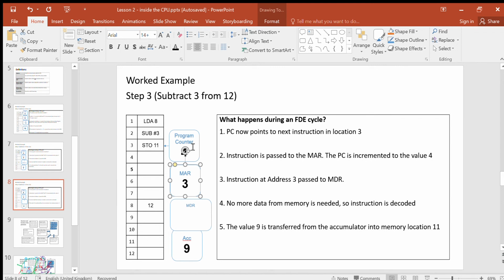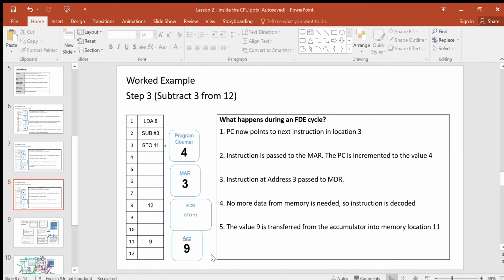So we've incremented our program counter. So we go to location number 3 as stated by the MAR, and we get the contents, which is STO 11. STO is the low-level language for store. So it must be an address, so it wants us to store at number 11. So whatever is in the accumulator needs to be stored in location 11. So we go to location 11, and the data that's going to get written into there is that value of 9.